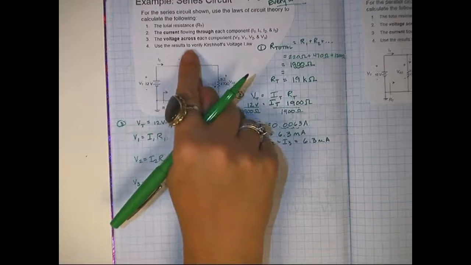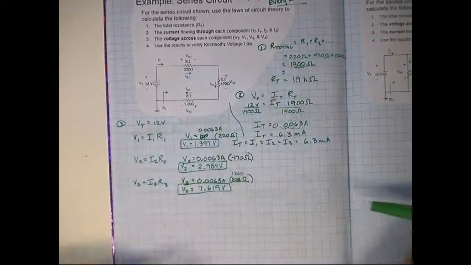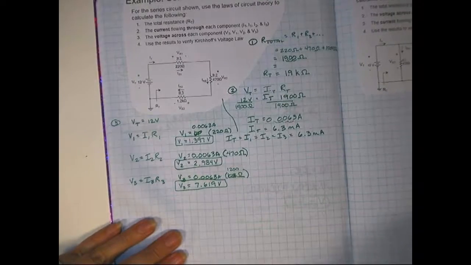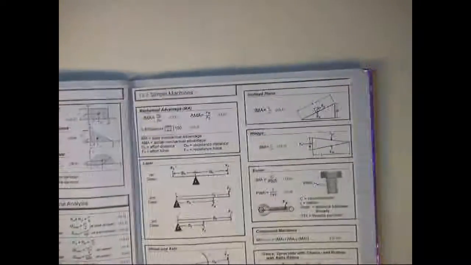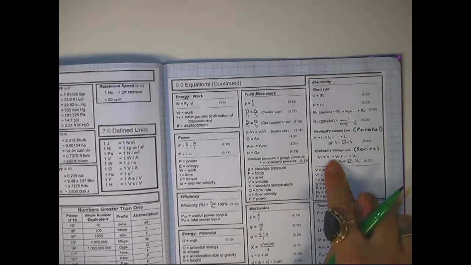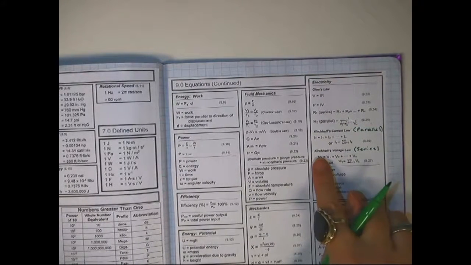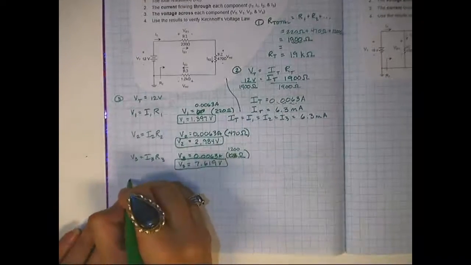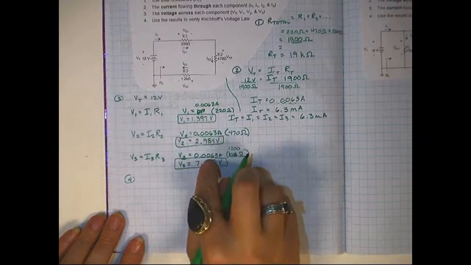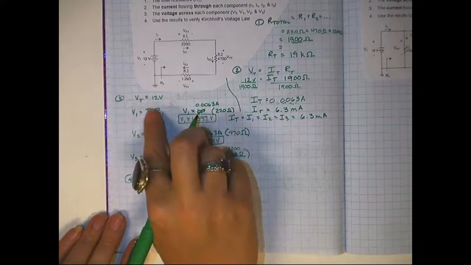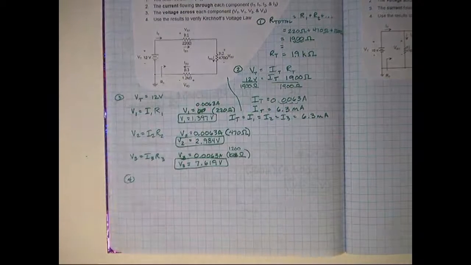Now it says use the results to verify Kirchhoff's voltage law. Well, if you look at that on your formula sheet, Kirchhoff's voltage law says for series that I should be able to add up all the voltages and they should equal the total. So what I need to just do to do this is add these three together and see if I get 12 from that. I'm going to do that here on my calculator and write it down.